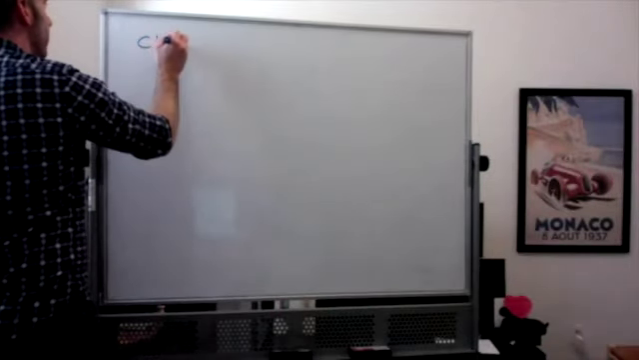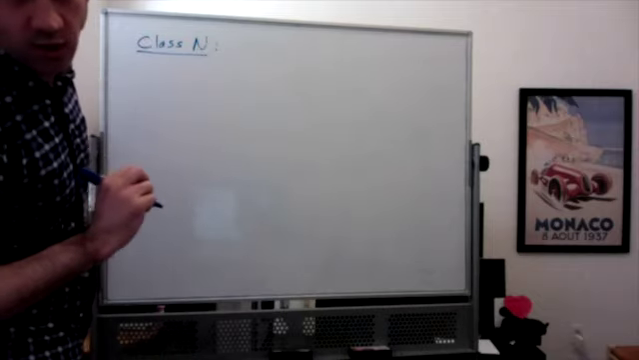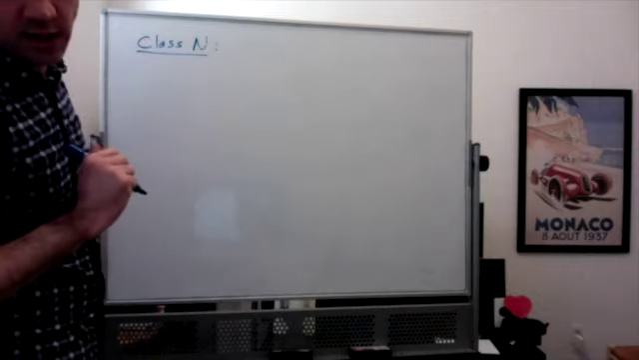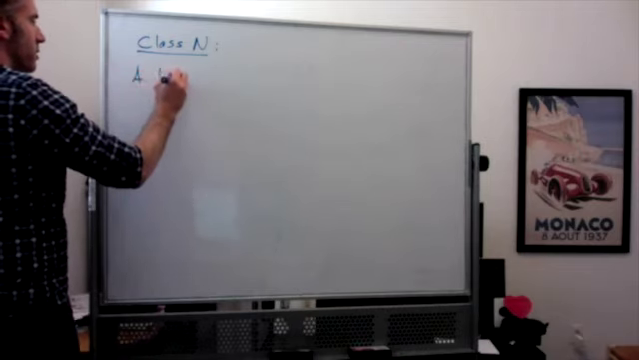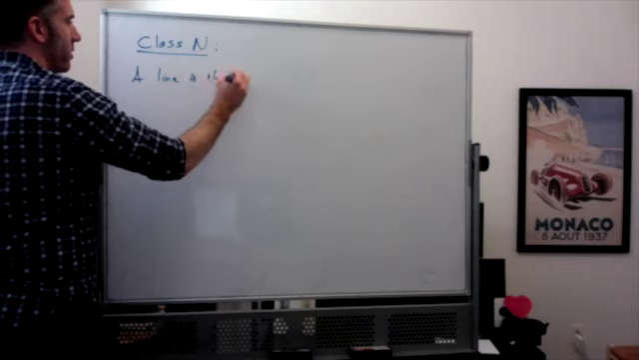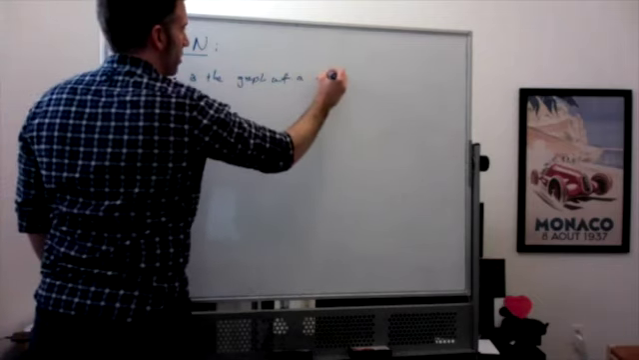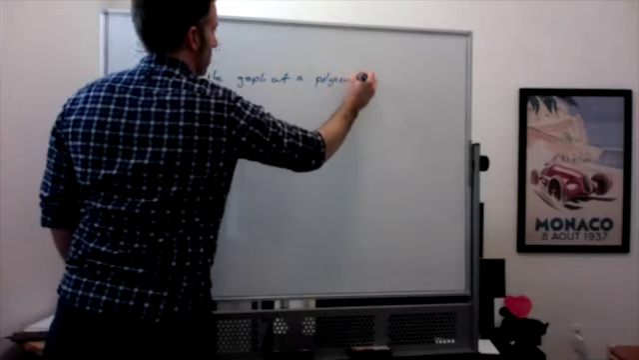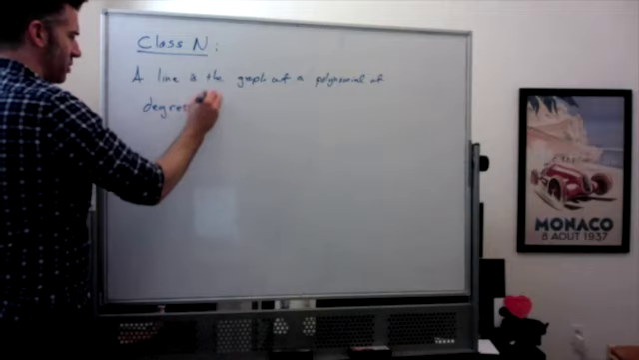So let's talk about class N. Graphing polynomial functions and even slash odd functions. All right. So a line is the graph of a polynomial of degree one. And there's actually a tiny bit more to say here.